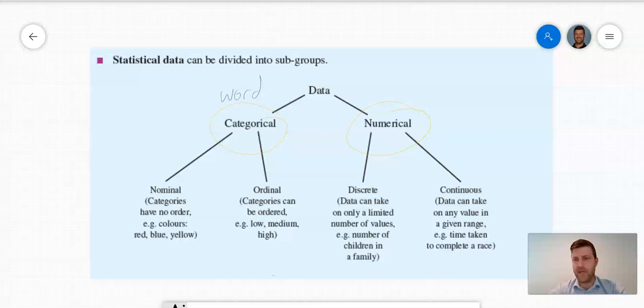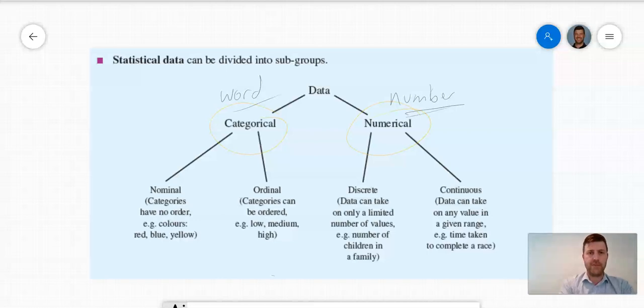So the question might be, what make of car do you have at home? Ford, Holden, etc. That's categorical data. If you're collecting data and you get a number response, it's numerical. So the question might be, how many cars do you have at home? How many cars does your family have? So you're getting a number response, that's numerical data. Okay, so that's the difference between categorical and numerical.